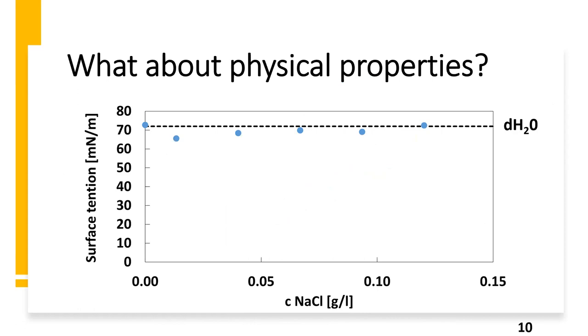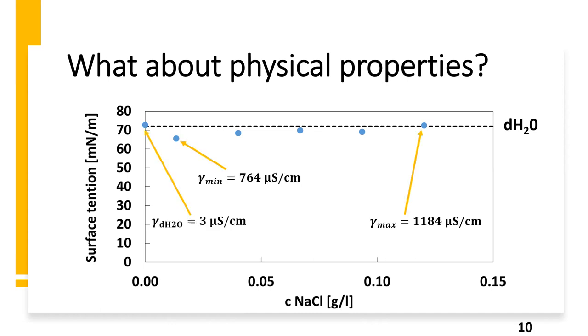We did an experiment focused on this topic, and it's represented in the figure here. Here you can see the dependence of the surface tension on the concentration of salt. The black dashed line represents the surface tension of pure water taken from our source. The surface tension during the homogenization time experiments basically didn't change, or if so, very slightly. But on the other hand, the conductivity of the final mixture changed significantly.